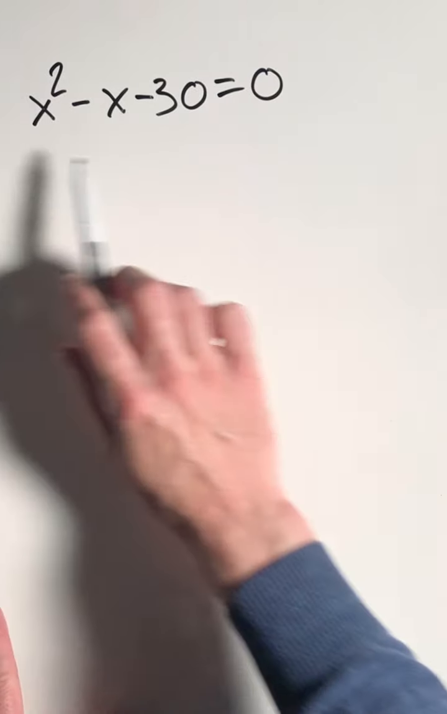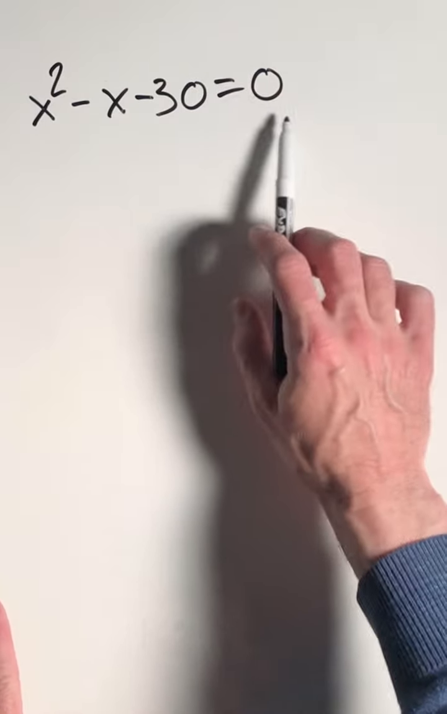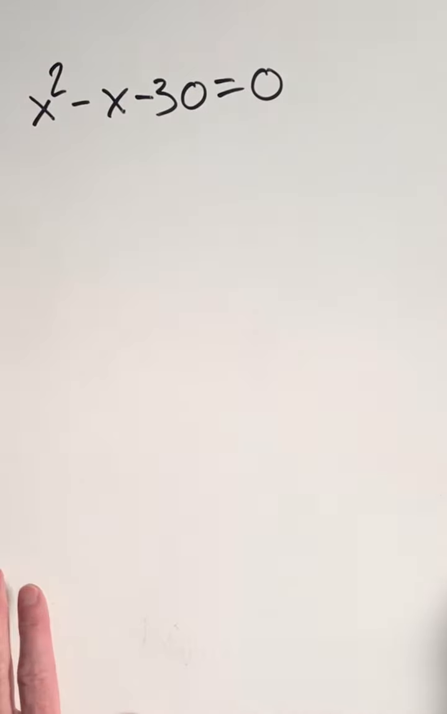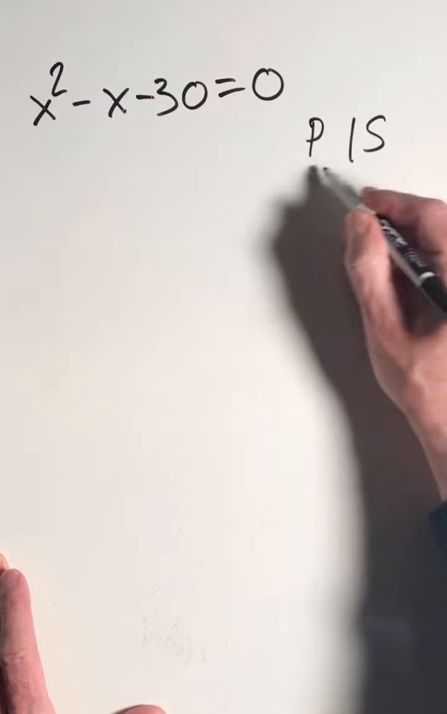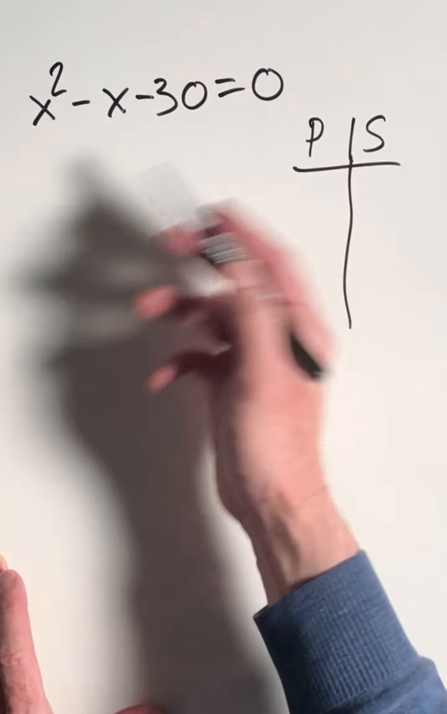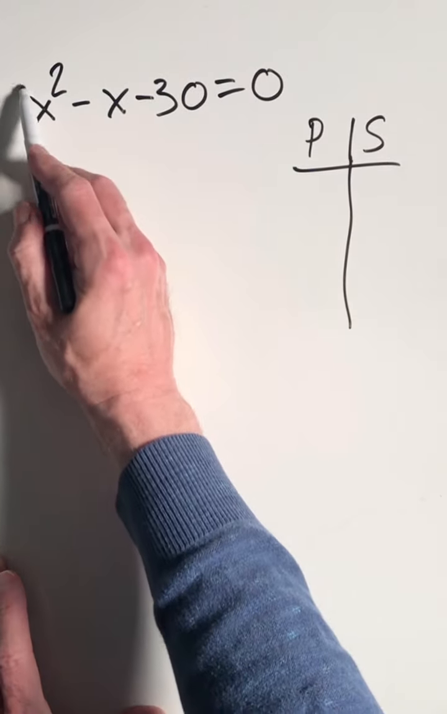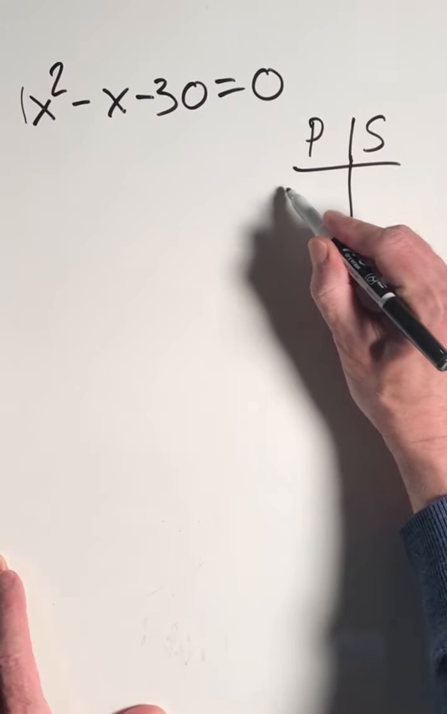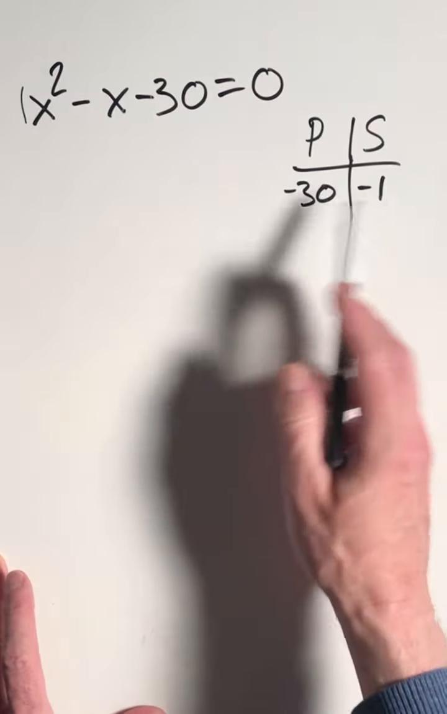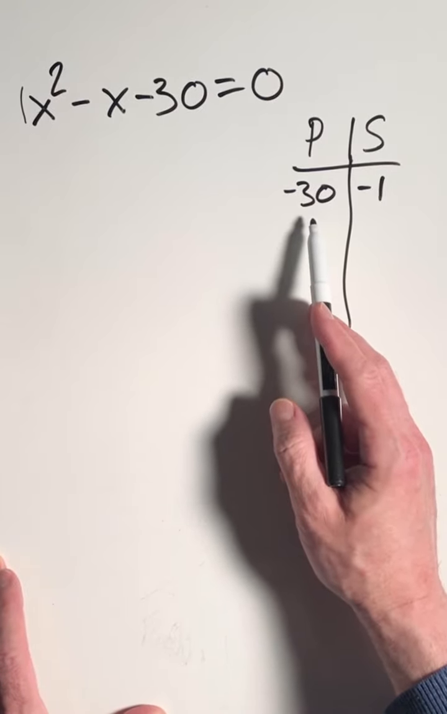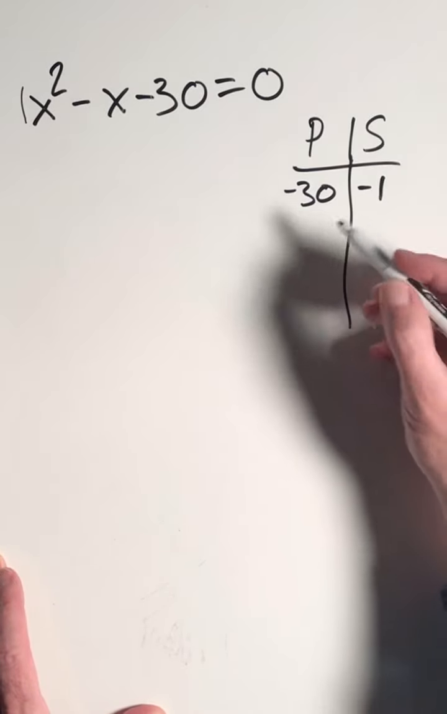We may also have to factor a polynomial first and then solve the solution to equal 0. So we would make a product sum chart here, or by now you may be able to just eyeball this and guess the factors, but we're looking for the product of 1 and negative 30. So my product is going to equal negative 30, and my sum is going to equal negative 1. So we're looking for two numbers that multiply to negative 30 and add to negative 1.